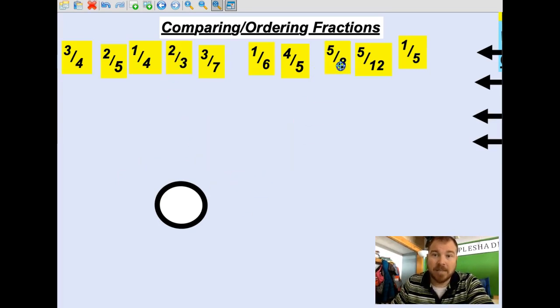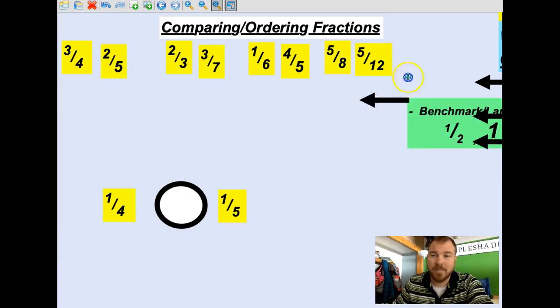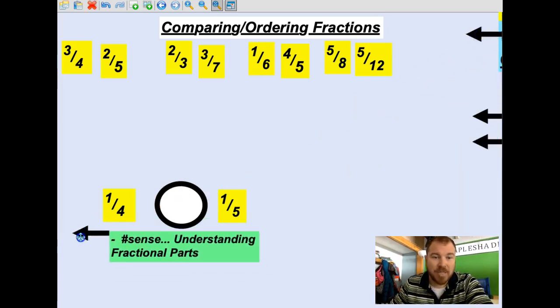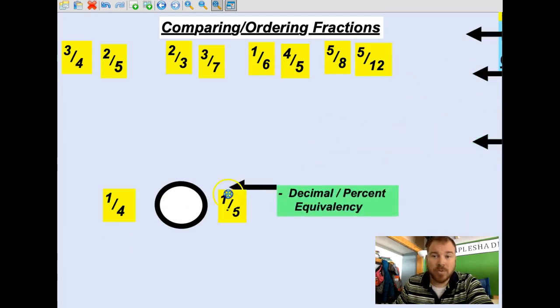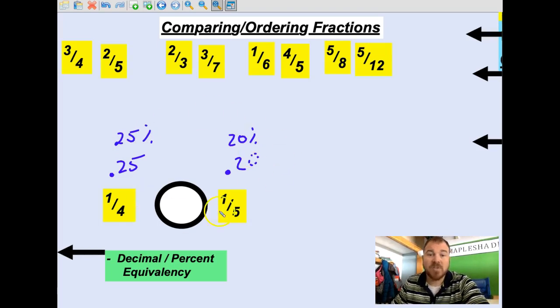For example, I could take 1/5 and compare it to 1/4. Again, this would be a case where we would just take our understanding of fractional pieces, but I could also use my decimal and percent equivalents. I know that 1/4 is 25 hundredths, and I know 1/5 is only 20, or 20% compared to 25%. Okay? A lot of us are seeing these equivalents every time we see these very well-known benchmark fractions, which is great to see.